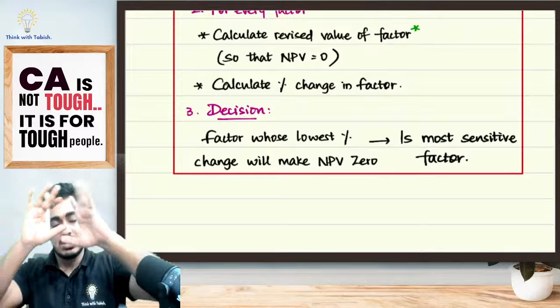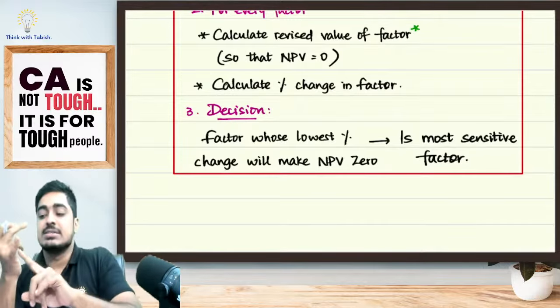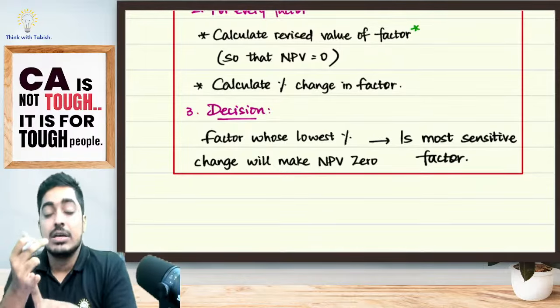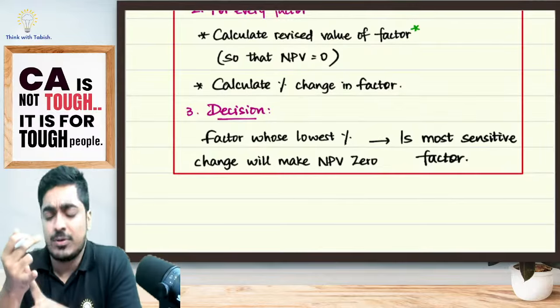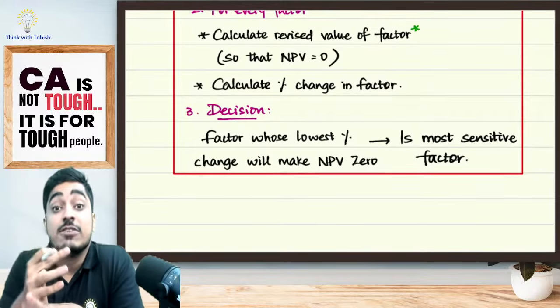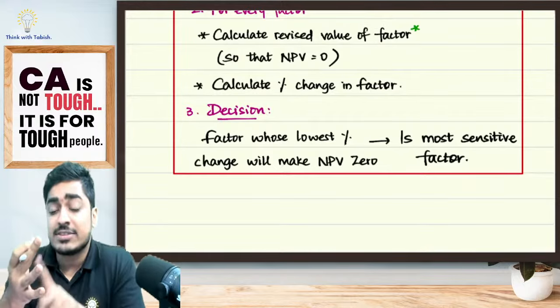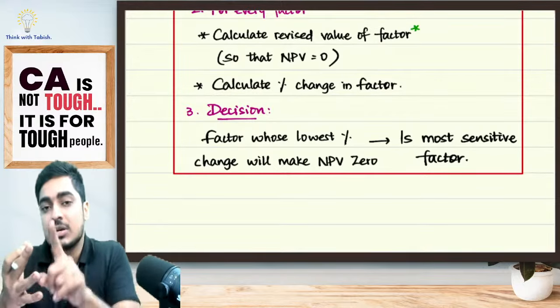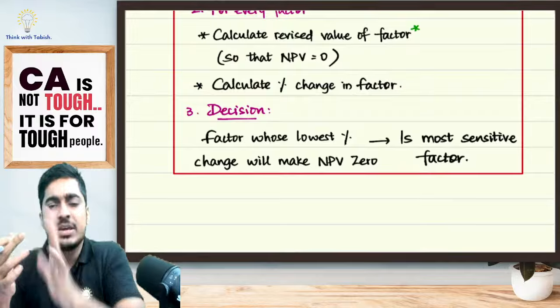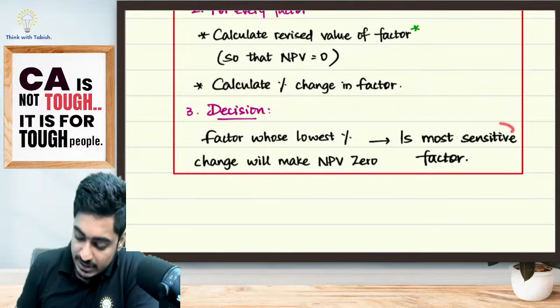I am telling, okay, boss, right now all these things are there. If my initial investment increases by 50%, NPV becomes zero. If my cash flow decreases by 10%, NPV becomes zero. Yes, if cash flow just decreases by 10%, NPV becomes zero. Where the lowest change will make NPV zero, that is the most sensitive factor.